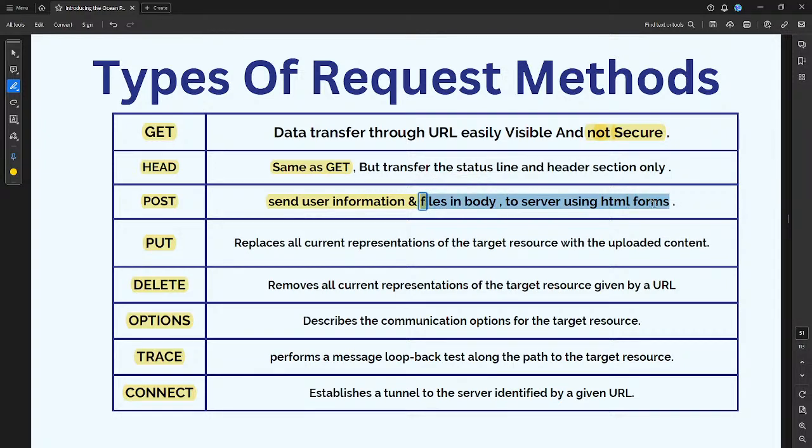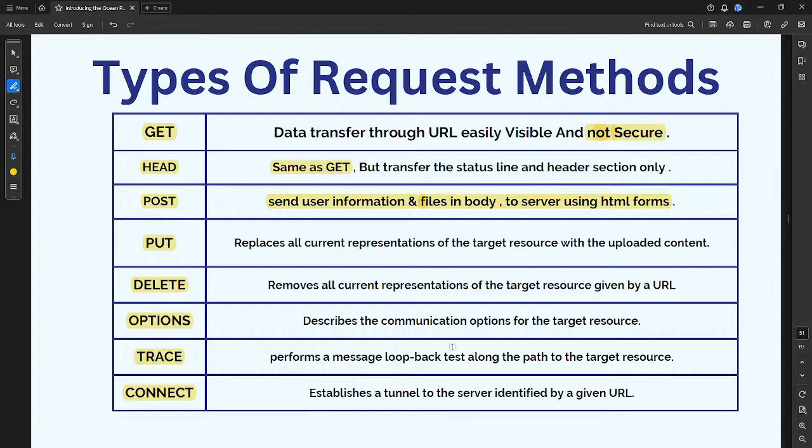To serve the using HTML forms. Now we also have the put, we have delete options. All these are the different types of request methods. Put is replacing all current representation of the target resource with the uploaded content. Delete is removing all the current representations of the target source given by a URL. Options is describing the communication options for a target resource.